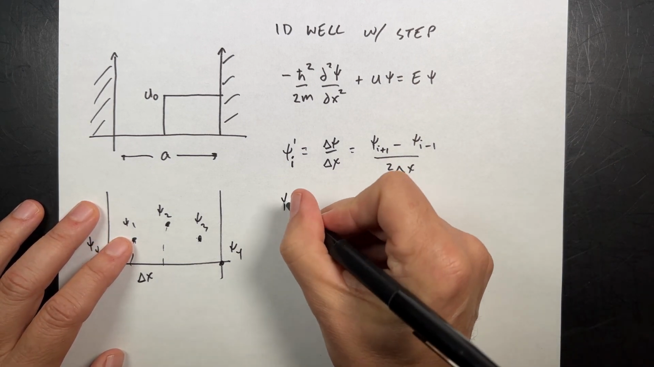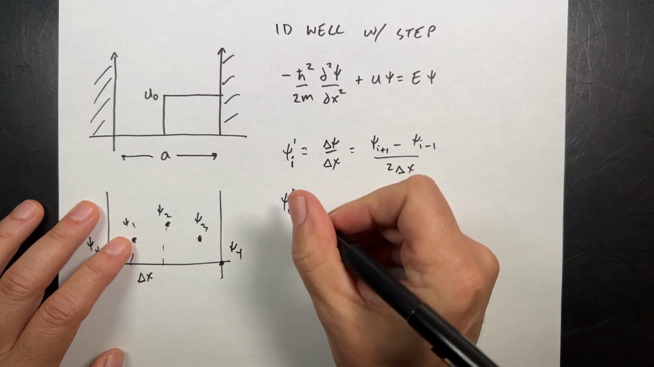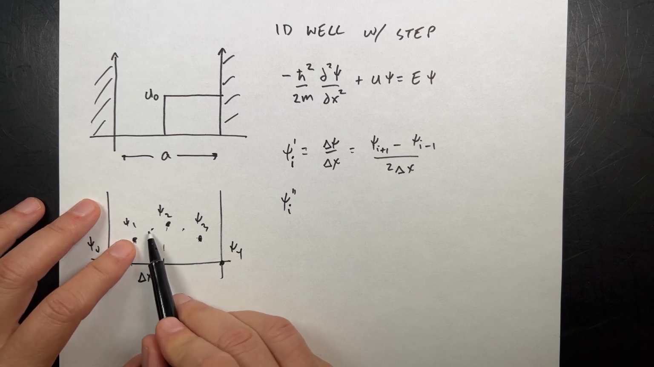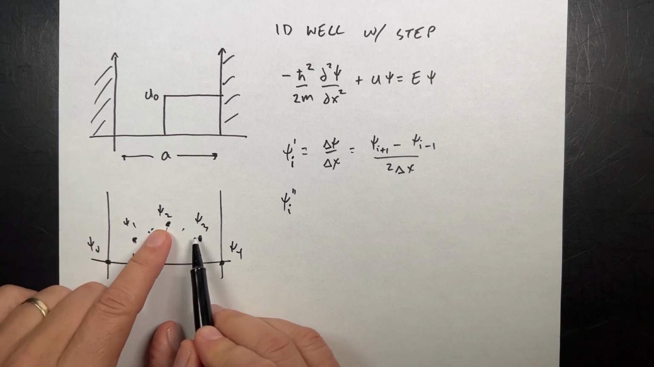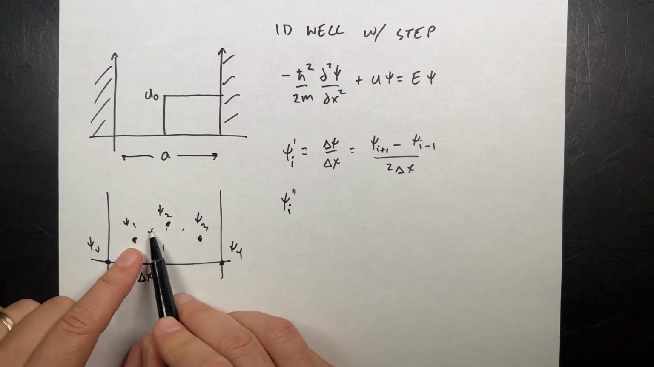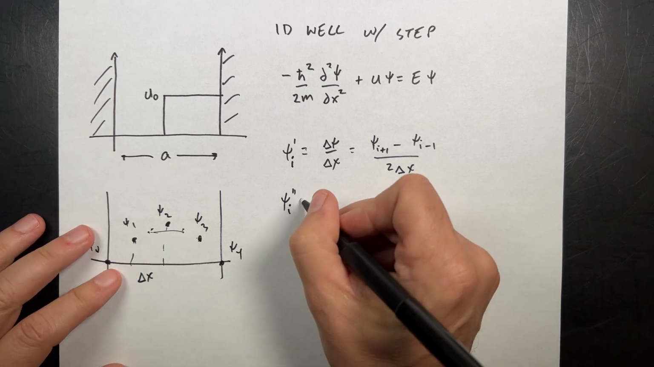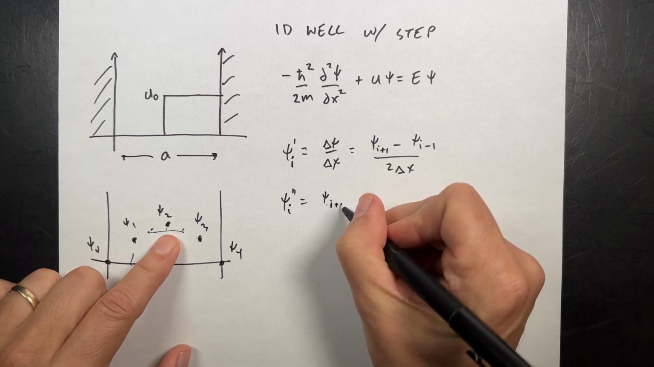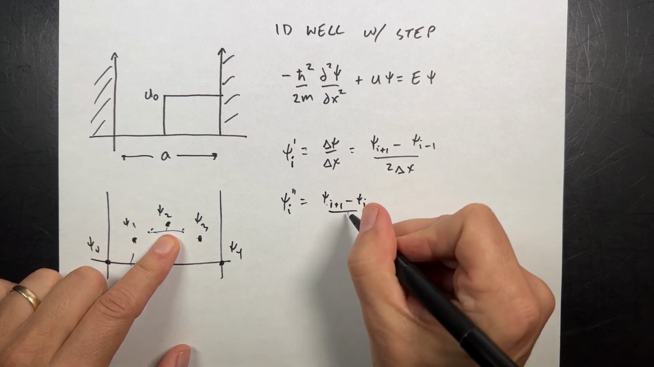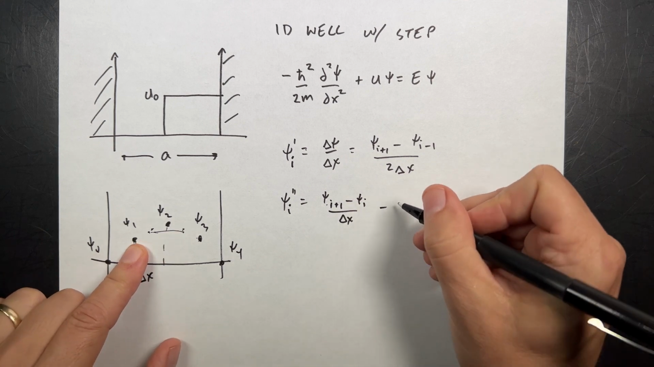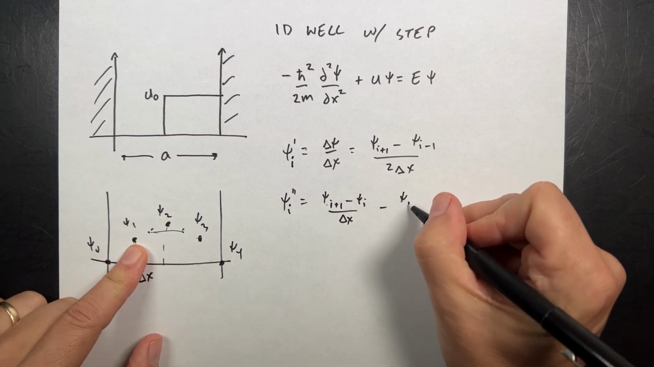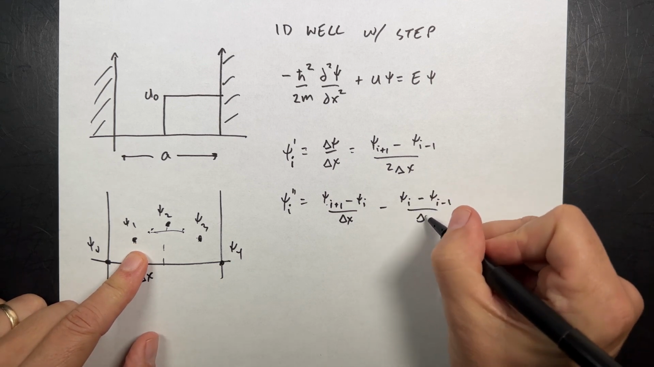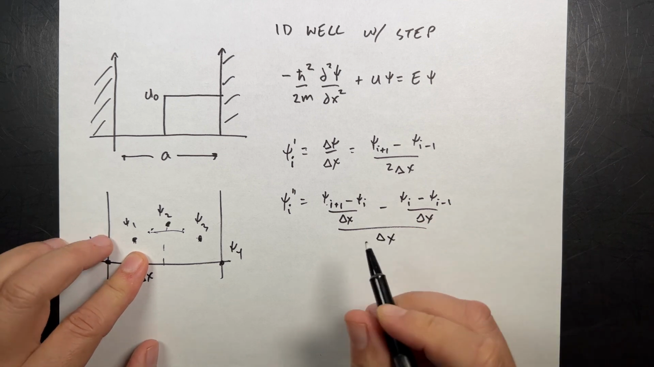If I want to take the second derivative, psi i double prime, I'm going to use the halfway derivatives. So the derivative halfway here would be psi 2 minus psi 1. This would be psi 3 minus psi 2. And then the change in distance is delta x. So this will be equal to psi i plus 1 minus psi i over delta x, minus, then before that, psi i minus psi i minus 1 over delta x. All of that over delta x.